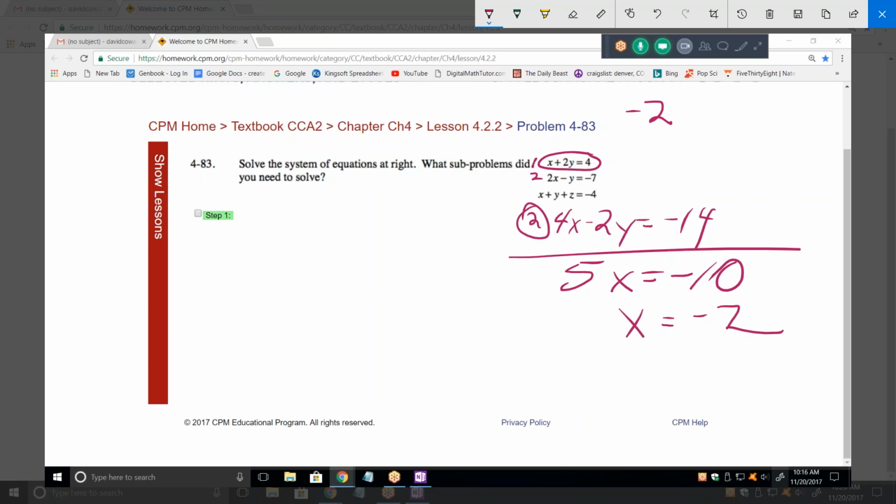Now, if you solve for x, you plug it in to any of the first two equations, and that will allow us to solve for y. So this gives us minus 2 plus 2y equals 4. Solve that for y. Negative 1. I get positive 1. I get 2y equals 6. In fact, I get y equals 3.